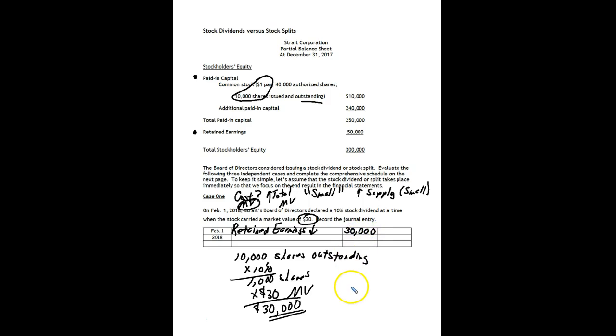And then we have to record the issuance of the stock. So 1,000 shares of common stock will be issued, so we increase the common stock account. And again, if it's 1,000 shares, par value is only $1, so that'll be $1,000.